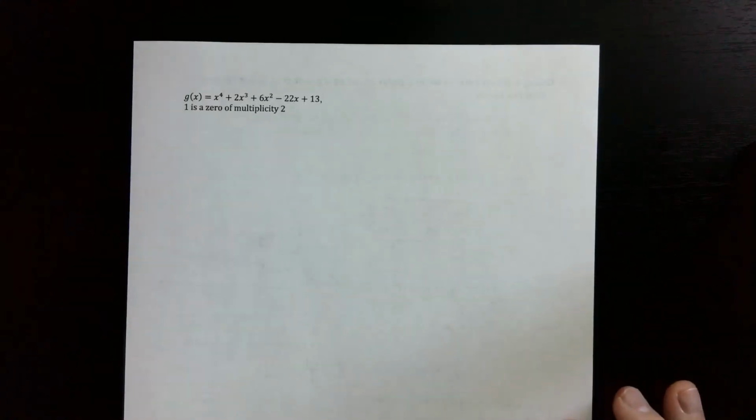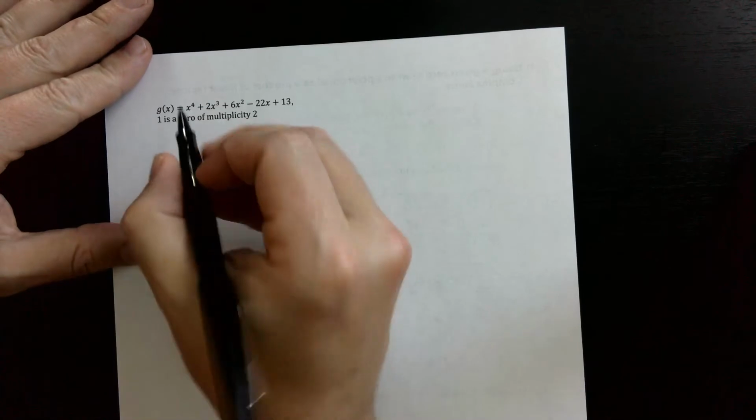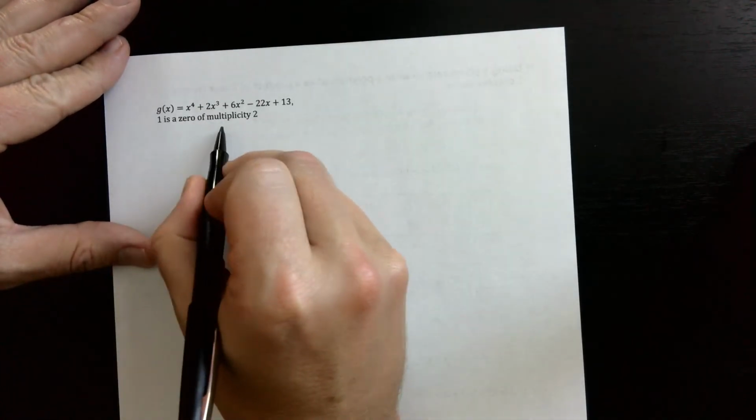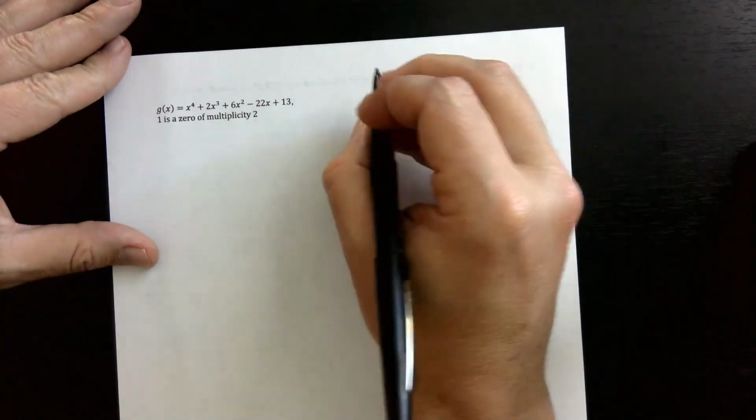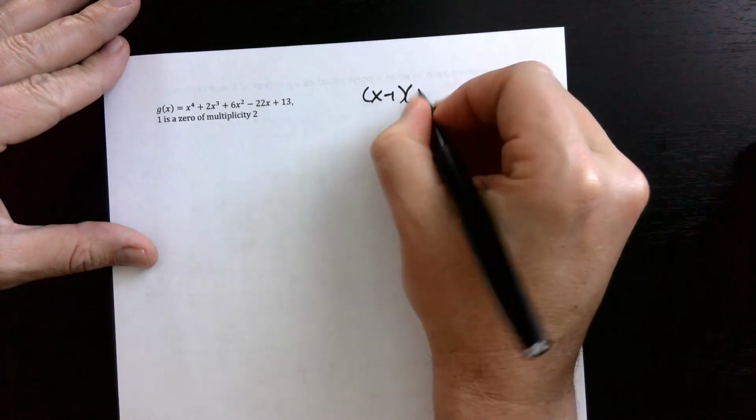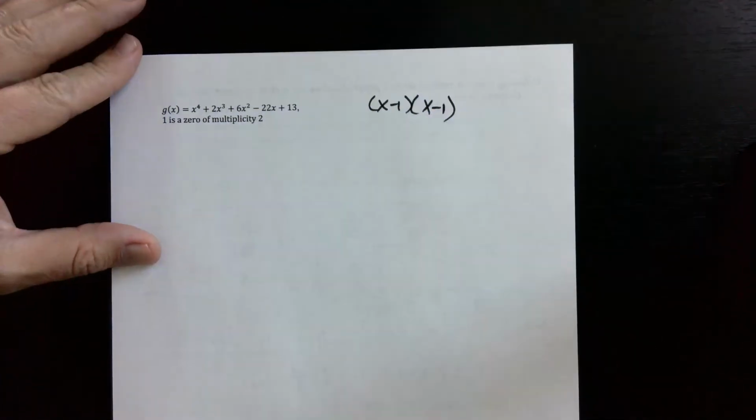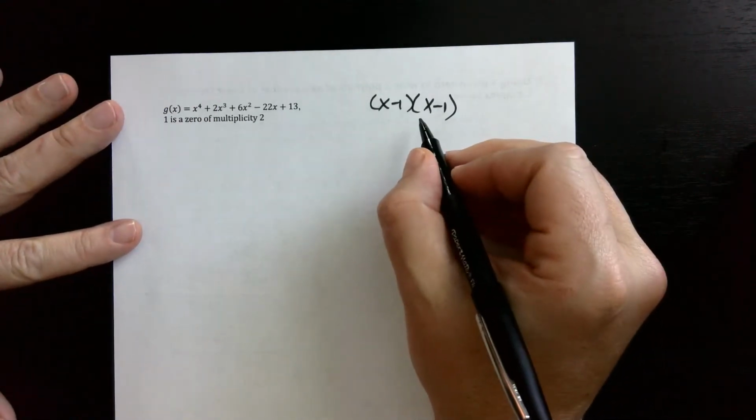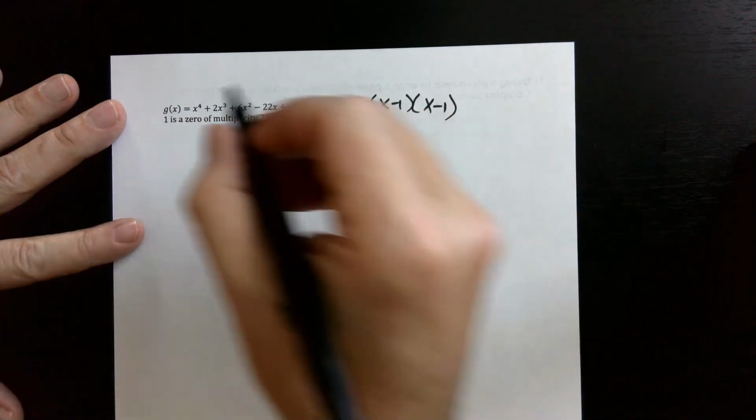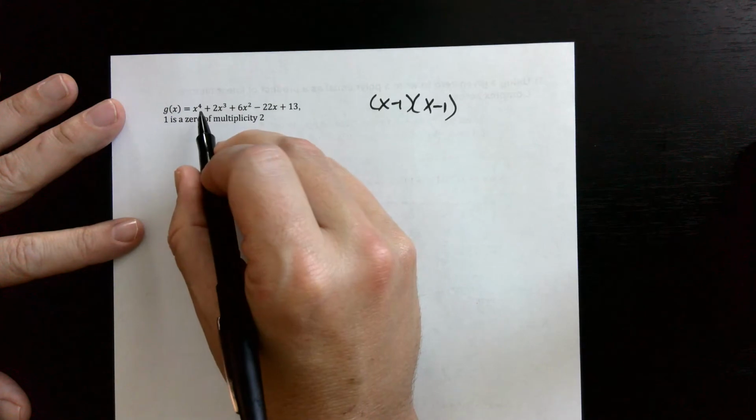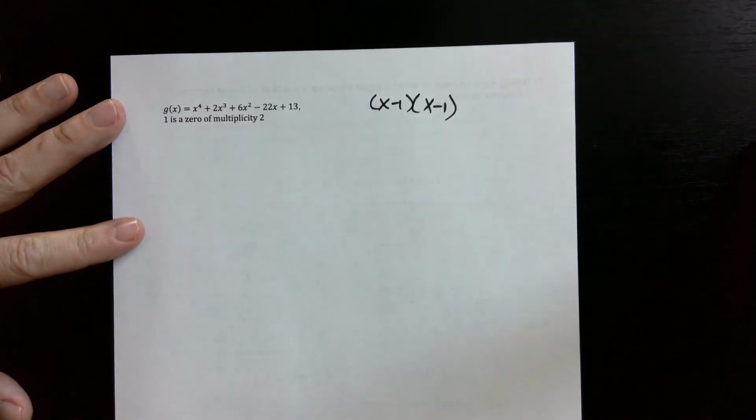Okay, let's do one last one here. So we're given an x to the fourth function, and we're given that 1 is a 0 of multiplicity 2. So if 1 is a 0 of multiplicity 2, that means x minus 1 and another x minus 1 are your factors. Okay, so you can do this two different ways. You can multiply this through and then use long division to divide it into this, or you can just use synthetic division twice to get this from an x to the fourth down to an x squared. That's what I'm going to do.